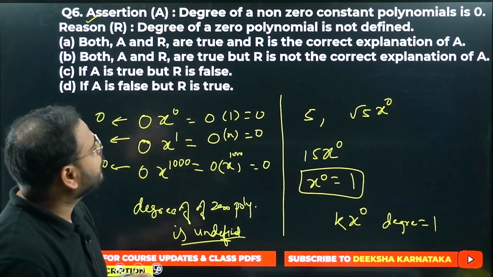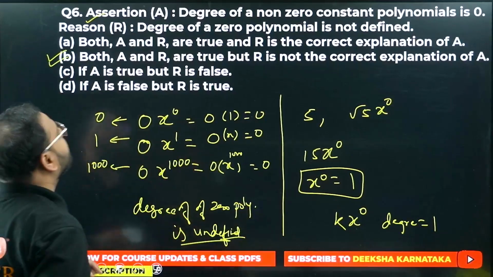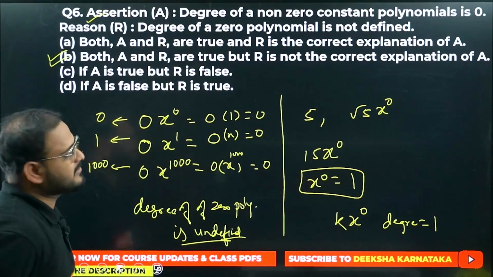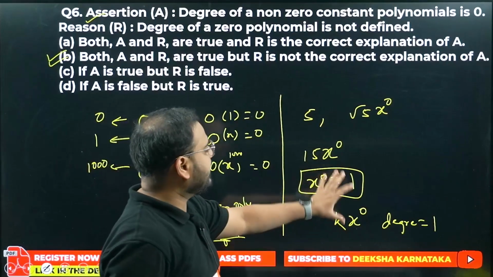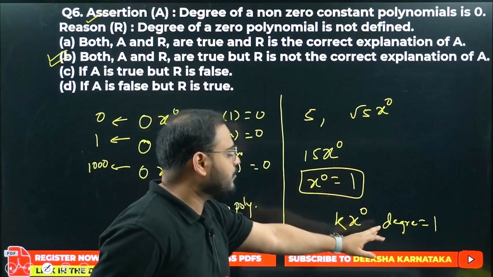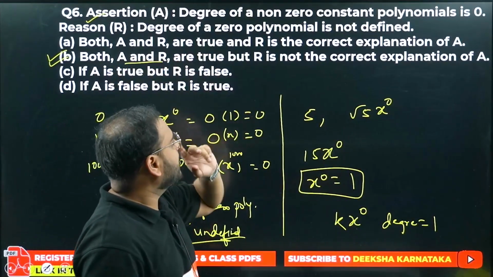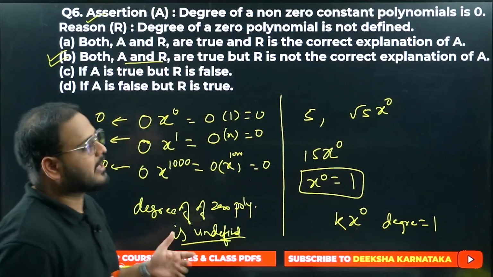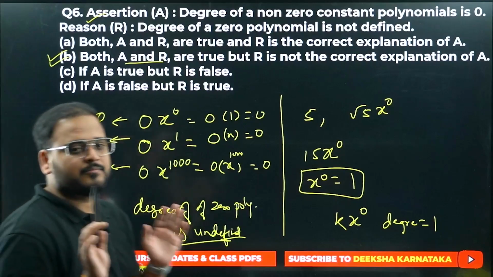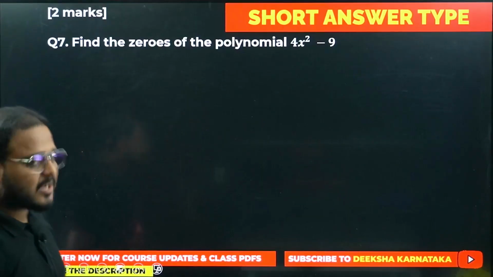Both of them are true. So option B. B doesn't explain A. A has a different understanding altogether for the degree, because x power 0 can be taken, and for that reason this is a different thing. So option B: both assertion and reason are true, but R is not a correct explanation of A. You might feel it that way, but it is not true. Okay, moving on to the next problem, which is a short answer type question.